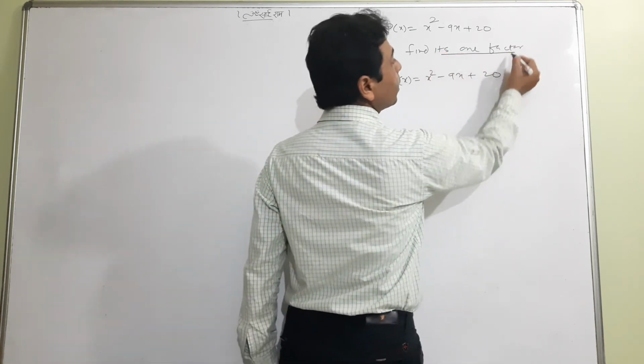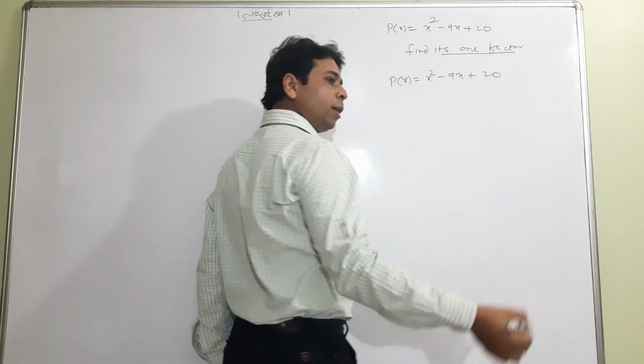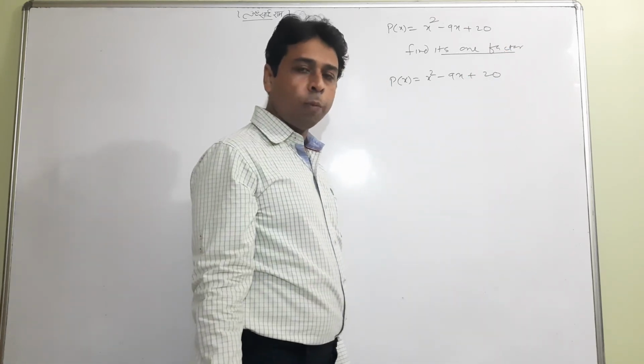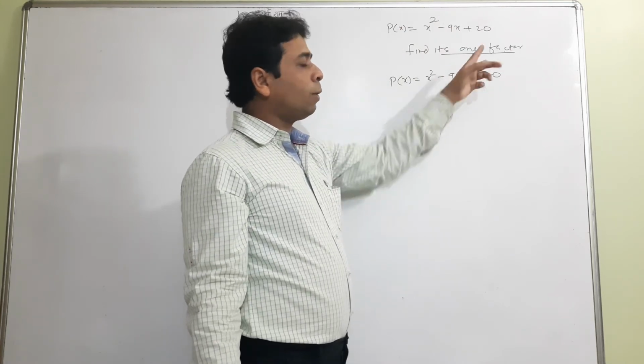Find one factor. When you know one factor, you can get another factor by dividing. Hope students are getting me. Without dividing, find one factor. So I have a trick.